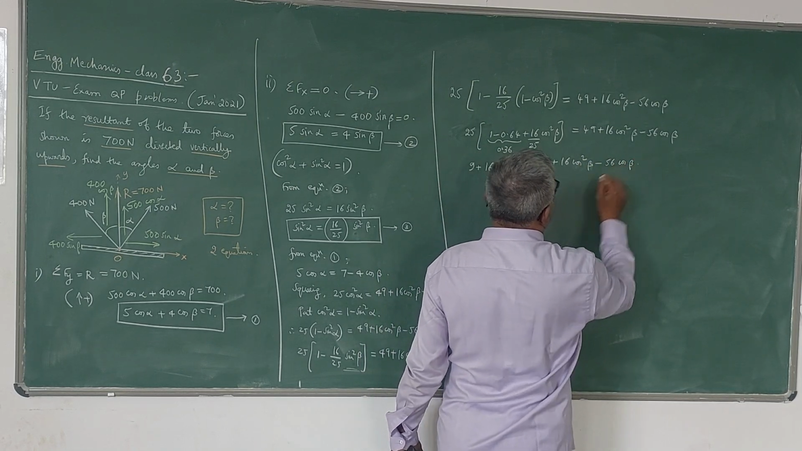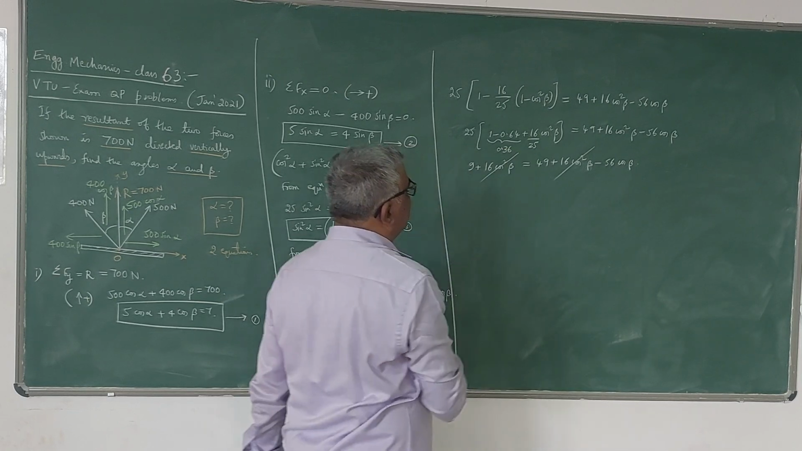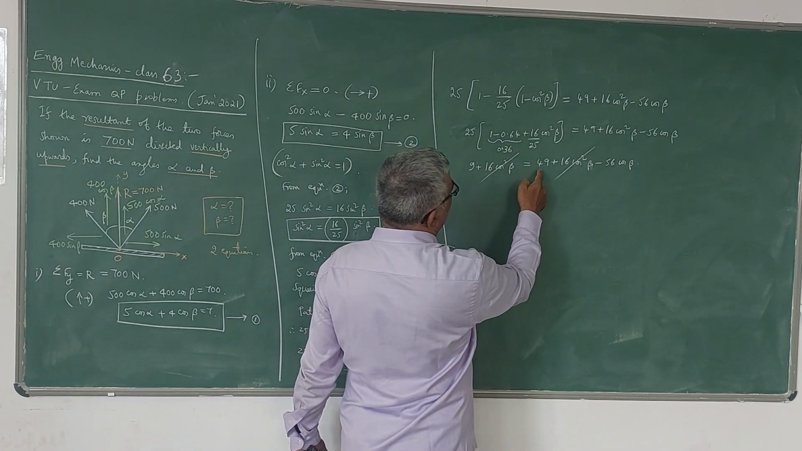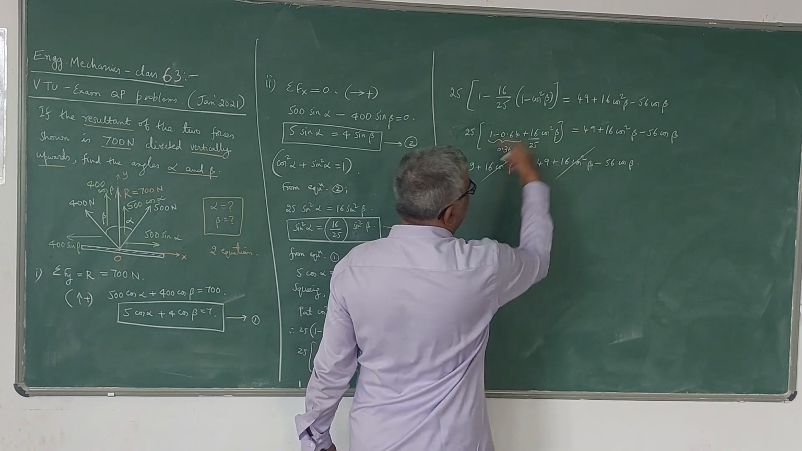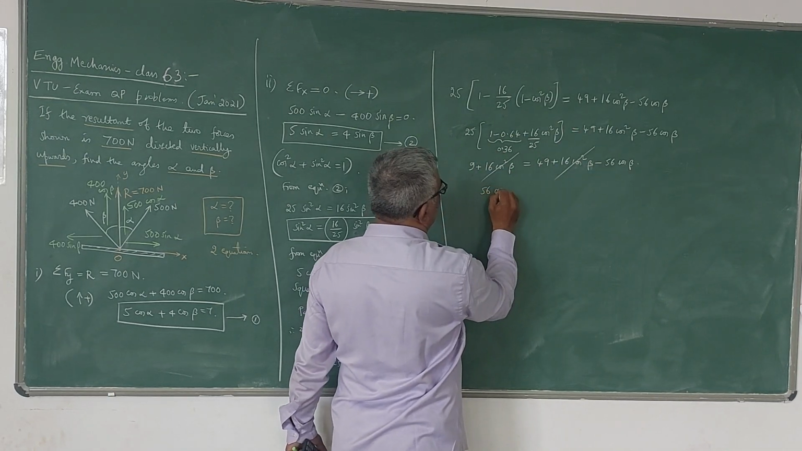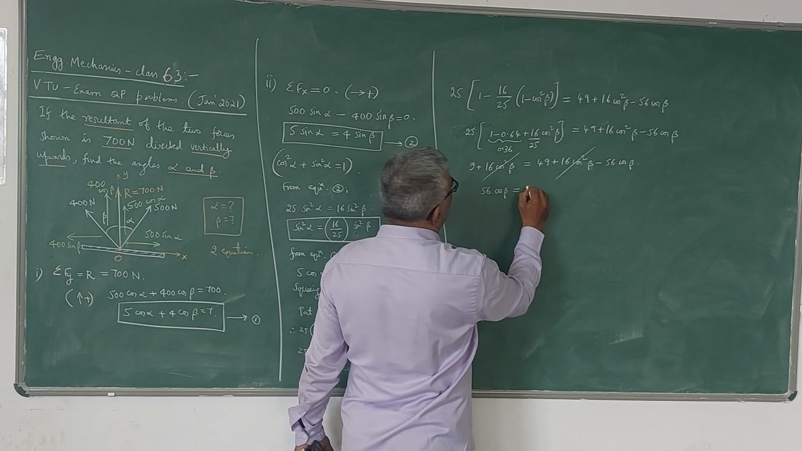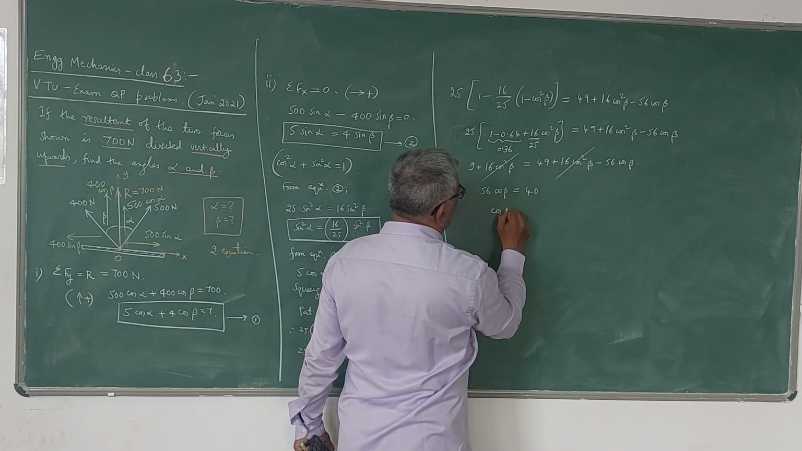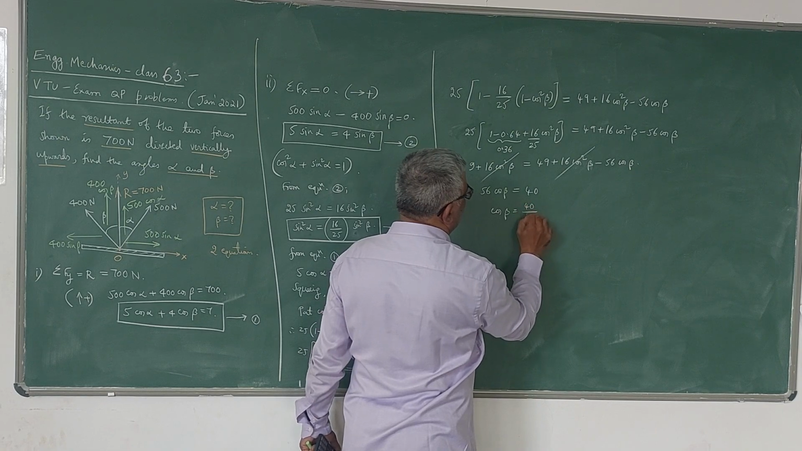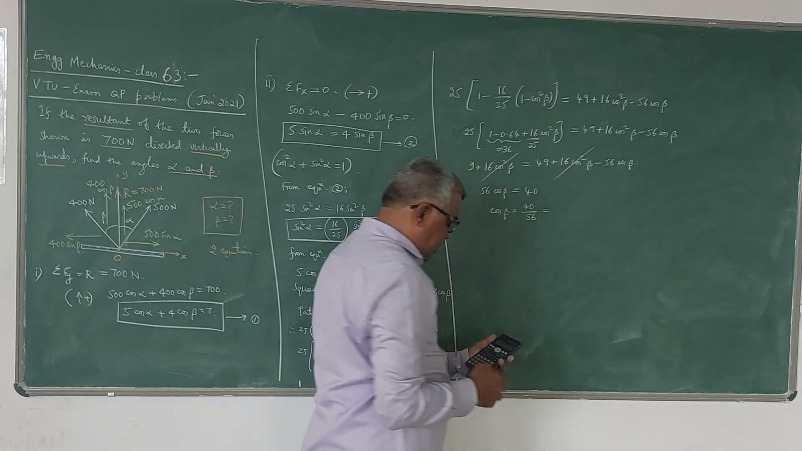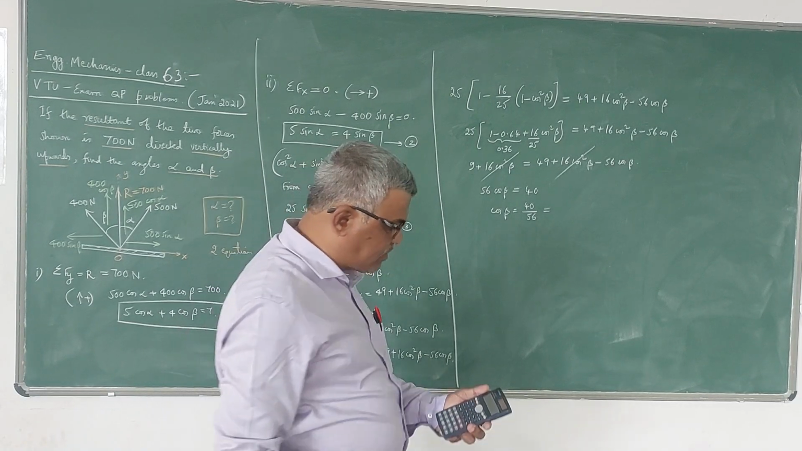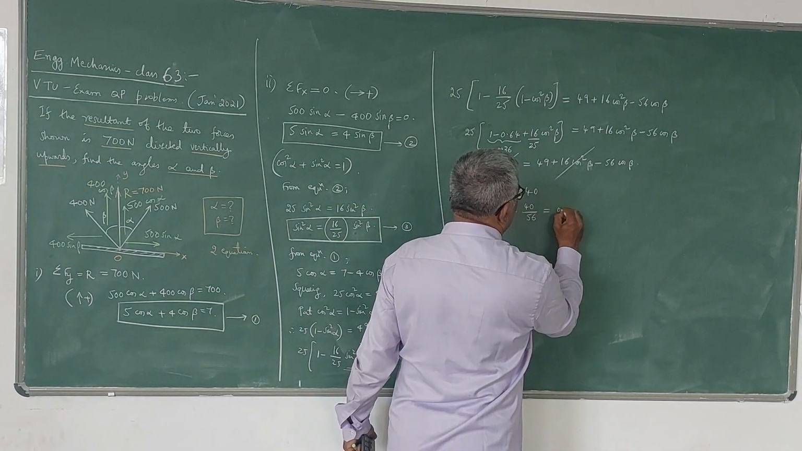Now you can see here the 16 cos square beta term will get cancelled. So you will be left with 49. This 9 I will bring to that side, and 56 cos beta to this side. 56 cos beta is equal to 49 minus 9, which is 40. So our cos beta is equal to 40 divided by 56. So 40 divided by 56, the value is 0.714.